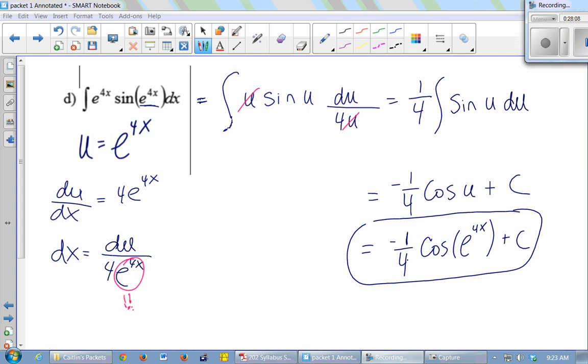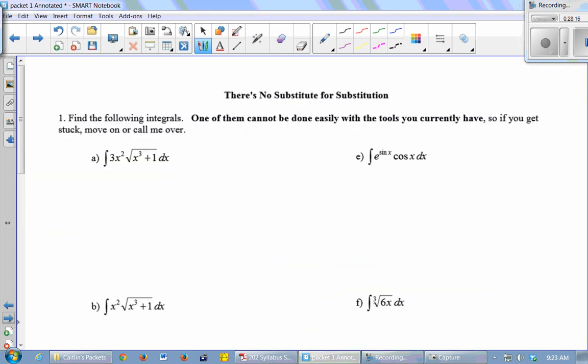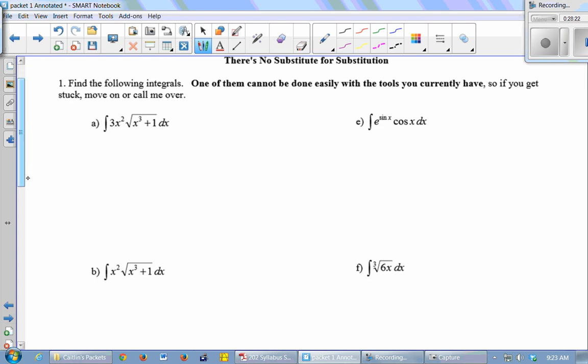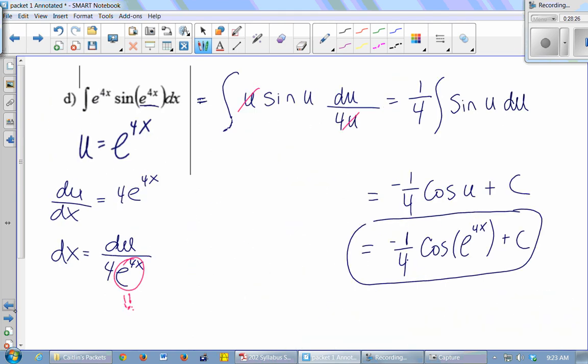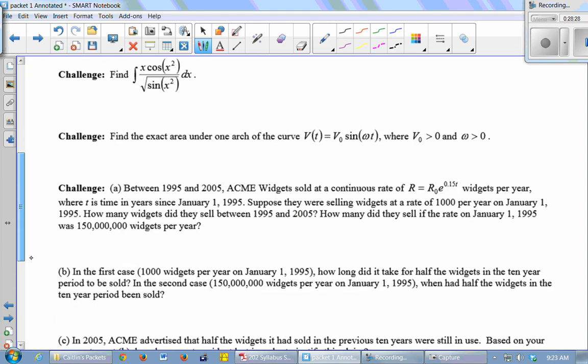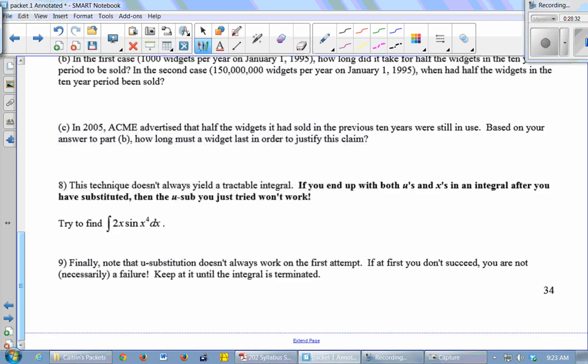All right, so are you starting to develop a little bit of comfort with the procedure? Okay, that's good because now you have a bunch to do for practice. No substitute for substitution. Oh, sorry, there's still one or two more sentences I want to say before you start that. I'm going to skip the challenges for now. If you just look at number 8 here.